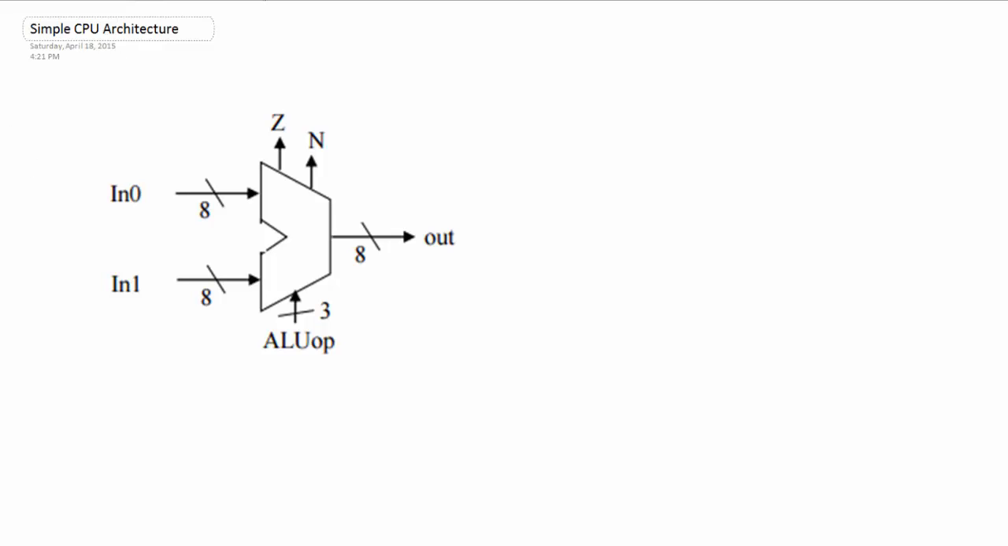So what happens here is these arrows here, these are our arguments. So when we're doing something like add R1 and R2, this might be R1, this might be R2. So those are our arguments. ALU op determines what we're actually doing. So if we're adding, ALU op is a 3-bit number that determines the instruction we're doing.